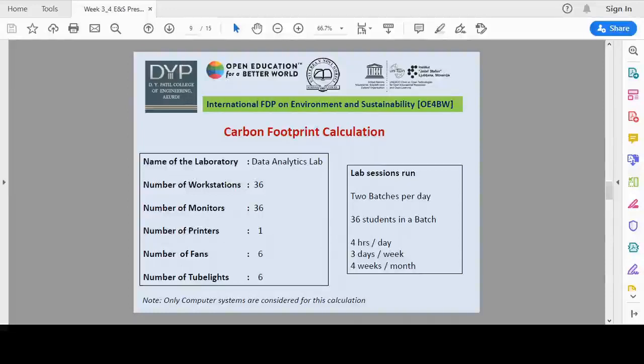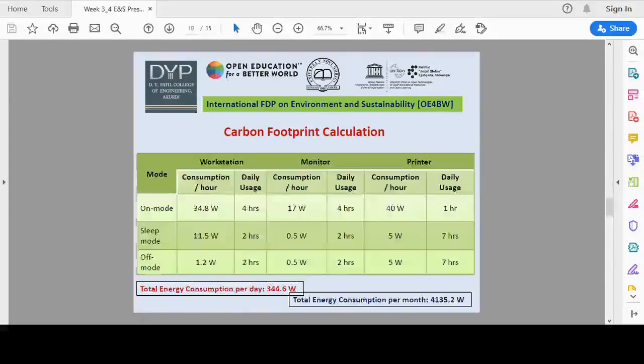The details are shown here. This lab runs 2 batches per day, and each batch has 36 students. Per week, 3 days, 6 sessions are scheduled, and per month, 4 weeks are planned. In this calculation, only computer systems are considered, not the electrical appliances like fan, tube light, etc.